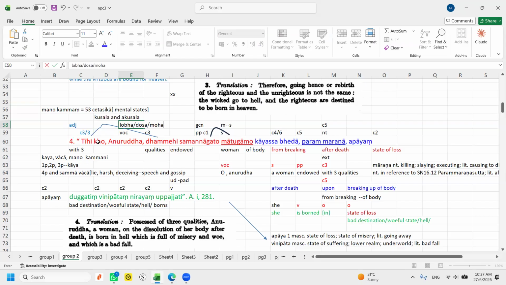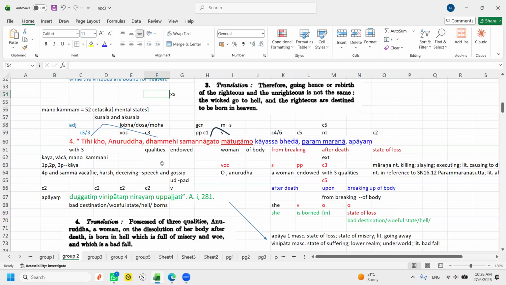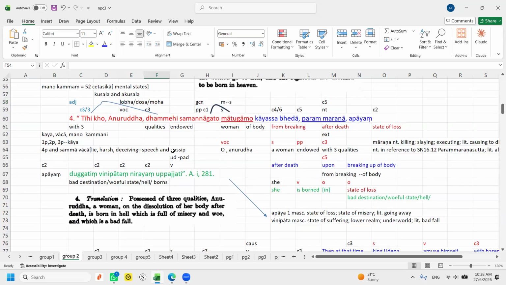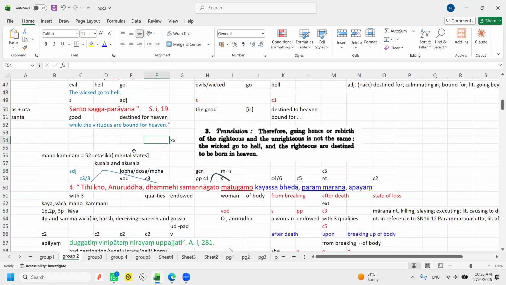The last one, mano kamang, falls under this, that means kusala, akusala. So akusala is loba, dosa, moha. For kusala, it will be aloba, adosa, amoha. That means you look into the 52 cetasika. For those who haven't done Abhidhamma, probably won't know, but anyway, this is the point they are talking about in the sutta.